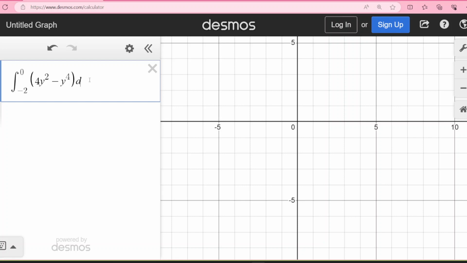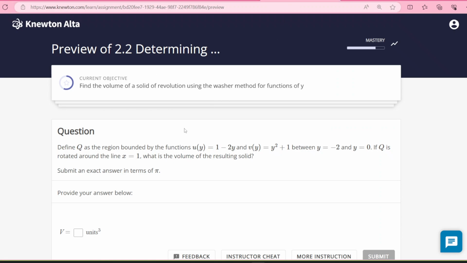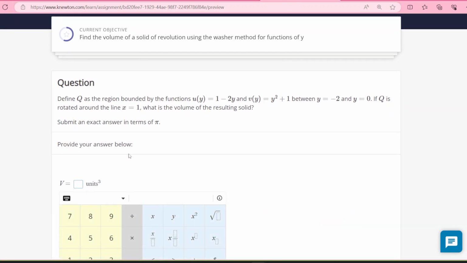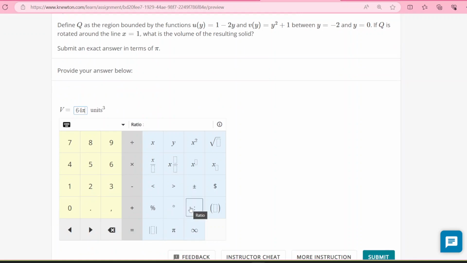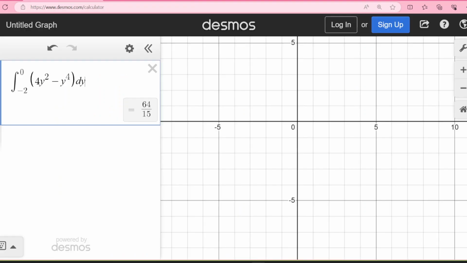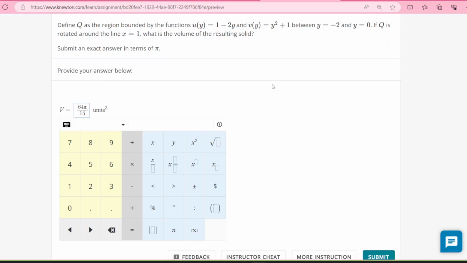And then with respect to y, all right, so 64/15 times pi, all right? So 64 pi over 15 would be the volume of the 3D shape created. 64 pi over 15. Double checking, 64/15. Yes.